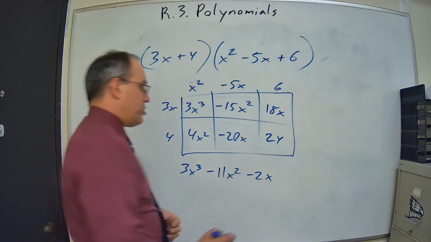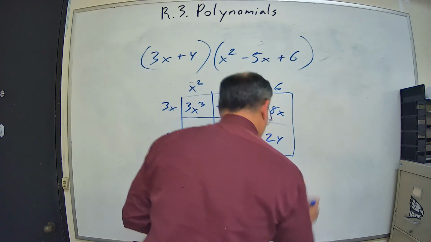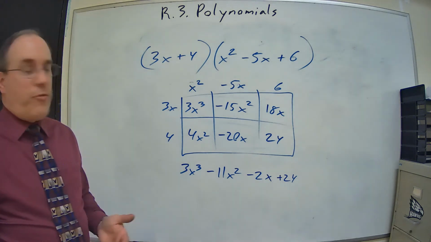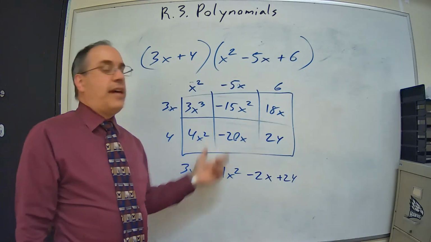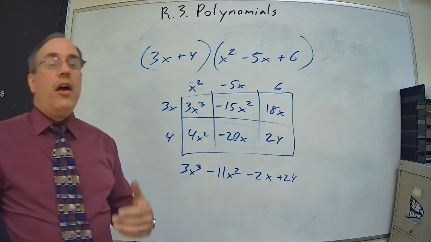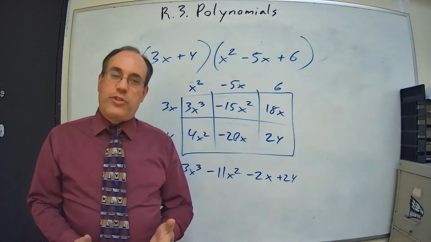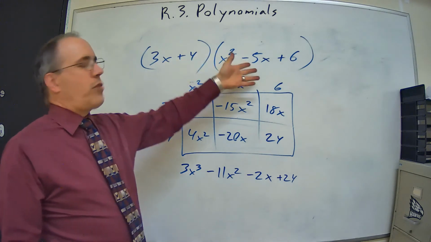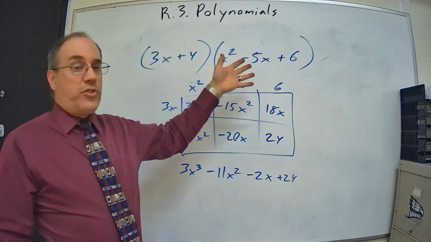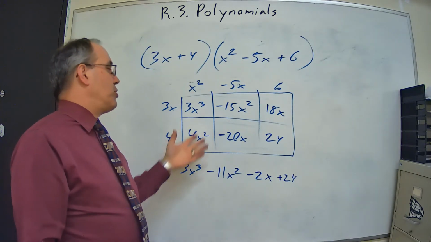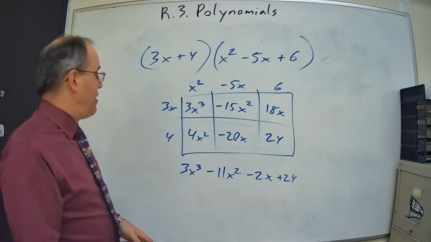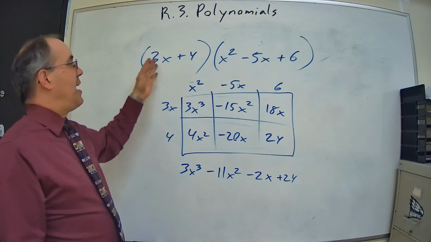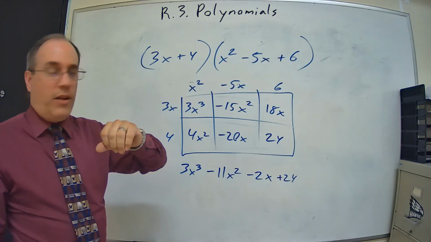And then plus 24. Now, some of you may have noticed that the like terms ended up in diagonals. The answer is no, it does not always turn out that way. It depends on what your polynomials are that you're working with. Sometimes it works out that way, and that's handy. Sometimes it does not. It can depend on whether you're missing a degree along the way.